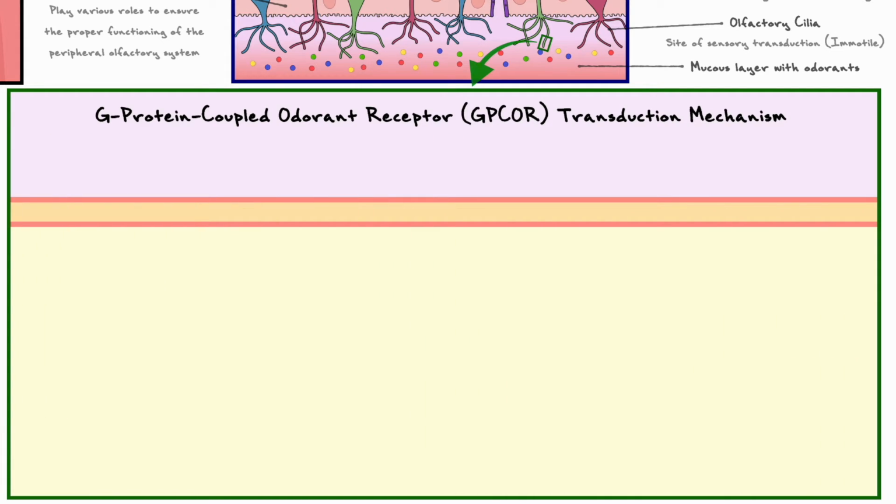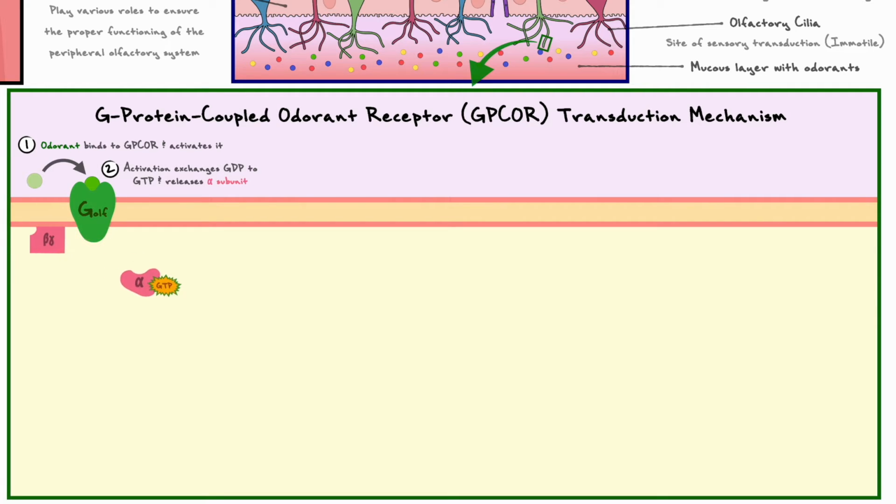Now, at the membrane of the ORN, we can first find the G protein-coupled odorant receptor and an inactive G protein. The first step that activates the transduction pathway is the presence of the odorant, which will be perceived by its ability to bind to its corresponding receptor. The binding of the odorant will activate and change the conformation of the receptor, which in return will be able to activate the G protein.